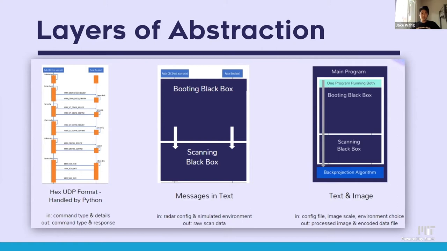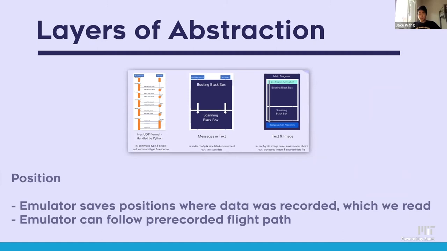The environment file I mentioned earlier also contains both the locations of targets and the flight path of our UAV. The emulator uses this and our settings to send scan data back. At each specified point on the path that we give the emulator, our simulated UAV will make a scan of its environment and record its position. We combine both the information from that scan and the location the scan was taken from in the back projection algorithm.